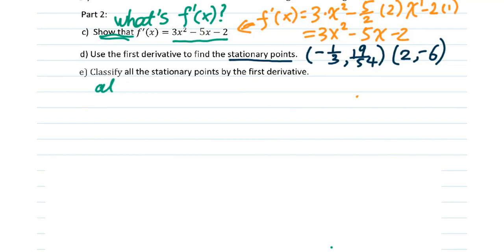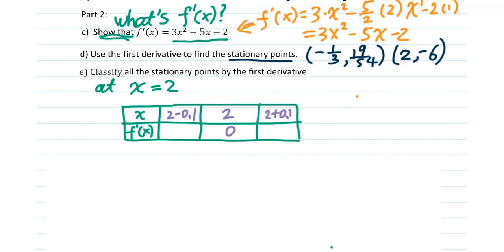Then we test at x equals 2. Still, we need to draw this table. We will test on 2 plus 0.1 and 2 minus 0.1. When you put into this derivative function, you could see this is a negative sign, here's a positive sign. Then you could see this is a decreasing function. Here's 0, then it's an increasing function. Therefore, this point is a local minimum point.